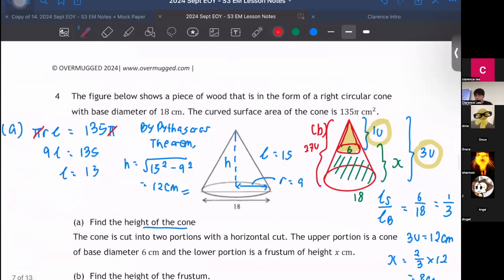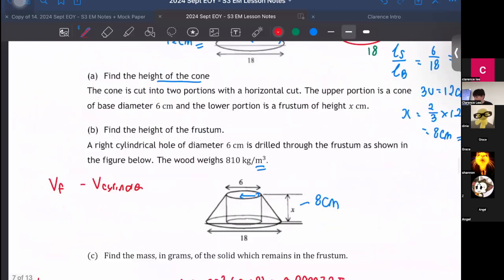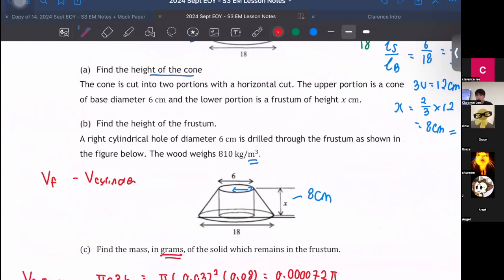Why do you times 1000? Because the question says they want it in grams, but the units here are kg. So I times 1000.